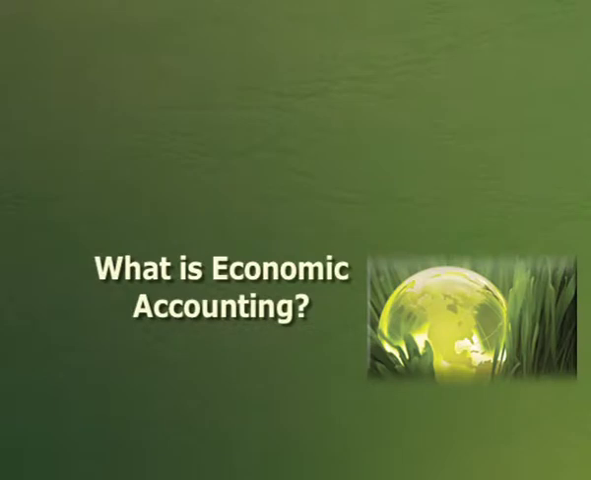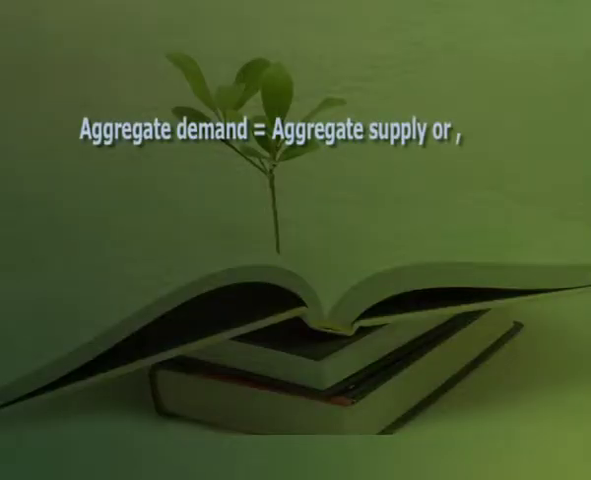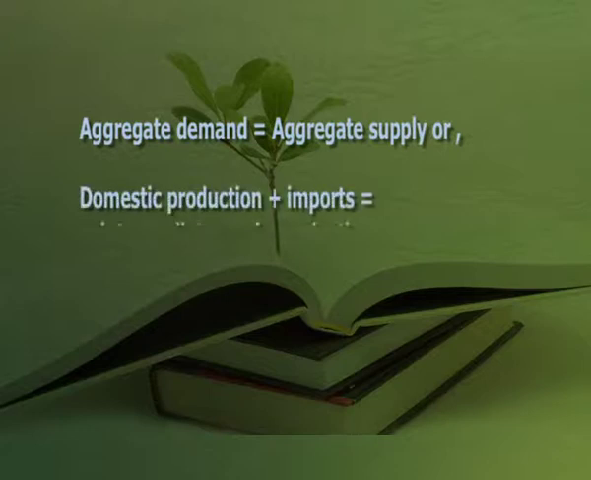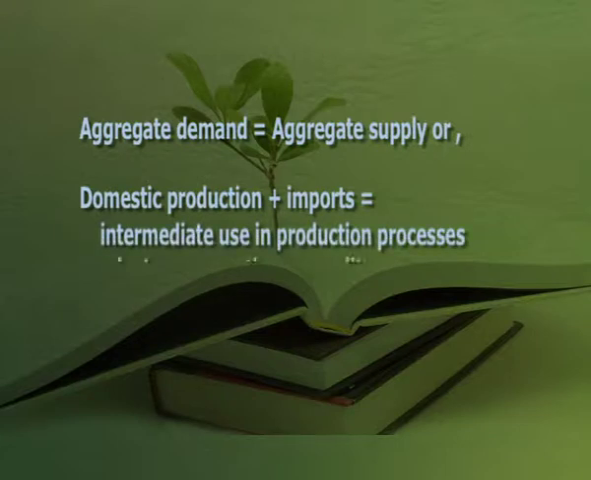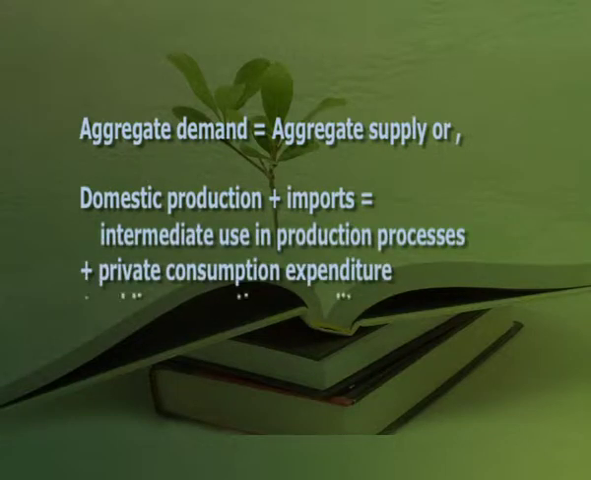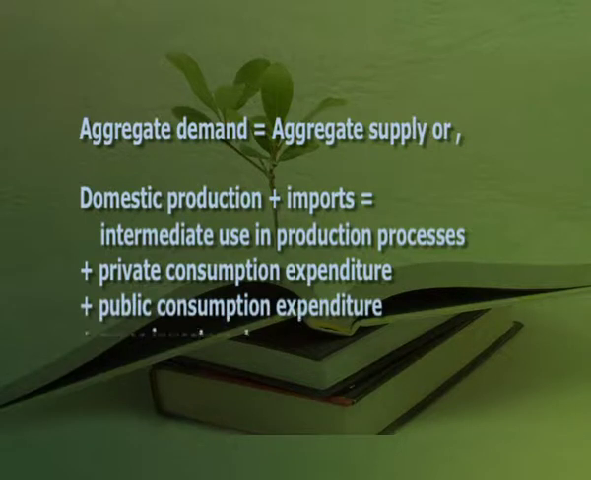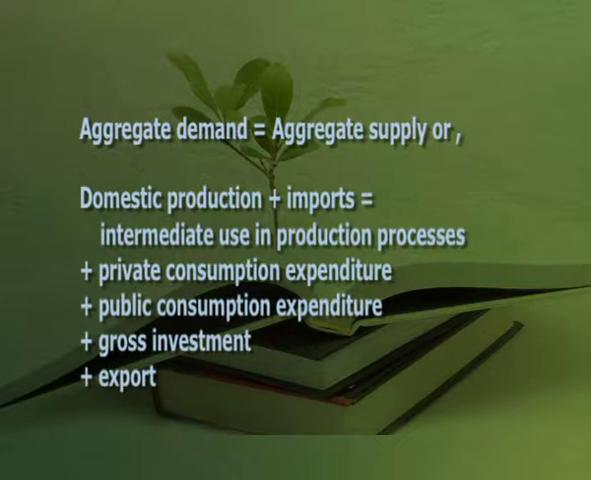What is economic accounting? The conventional System of National Accounts (SNA) was first started in the United States of America in 1942. The starting point for such accounting is an identity, all valued in market prices. Aggregate demand is equal to aggregate supply, or domestic production plus imports is equal to intermediate use in production processes plus private consumption expenditure plus public consumption expenditure plus gross investment plus exports.